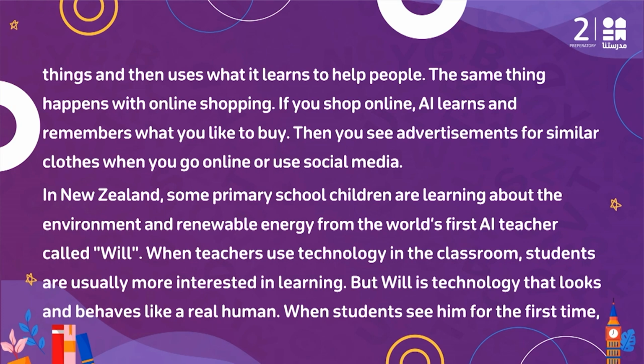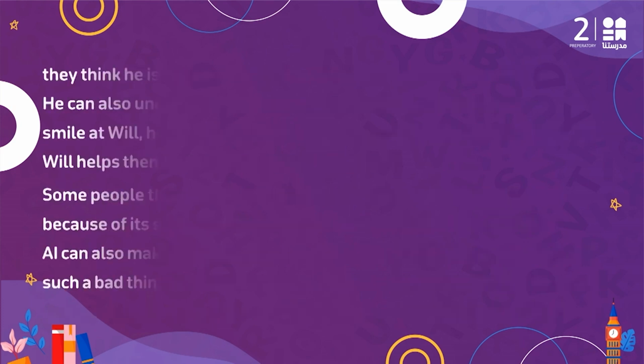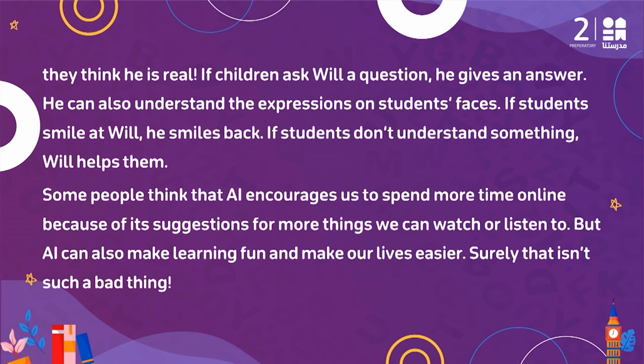In New Zealand, some primary school children are learning about the environment and renewable energy from the world's first AI teacher called Will. When teachers use technology in the classroom, students are usually more interested in learning. But Will is technology that looks and behaves like a real human. When students see him for the first time, they think he is real. If children ask Will a question, he gives an answer. He can also understand the expressions on students' faces. If students smile at Will, he smiles back. If students don't understand something, Will helps them.